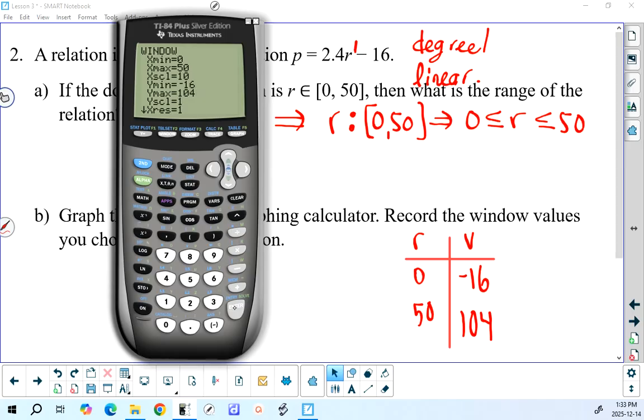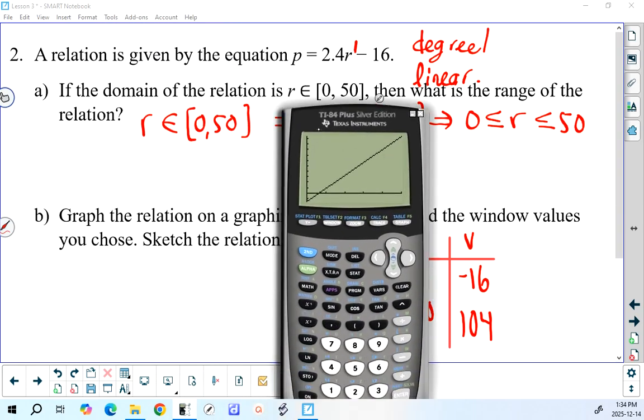You can go up by increments of whatever you want. I'm going to go up by increments of 10. It doesn't matter. Never change your X resolution. And now we've entered in for Y the function. We've set up our window settings. That's what the graph looks like.